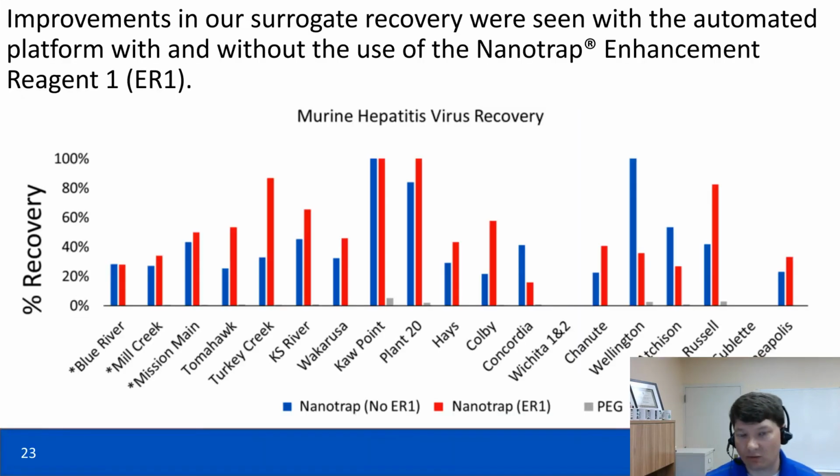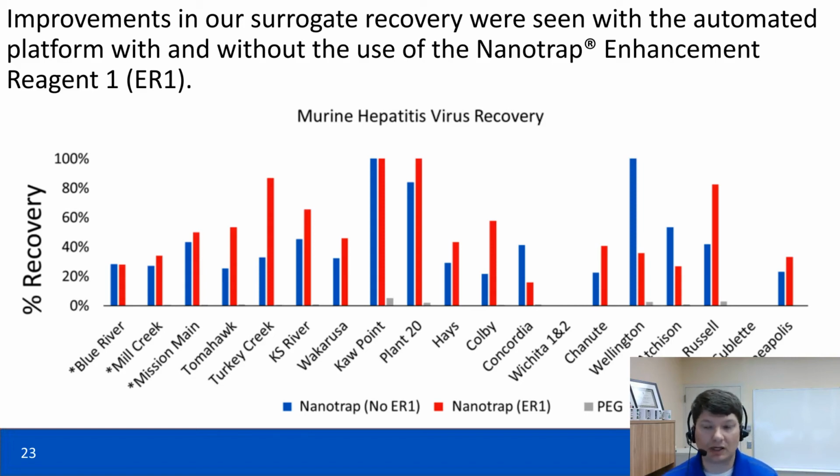Before we adopted the platform, though, we wanted to evaluate the effectiveness. So just like when we evaluated the 4 initial protocols, we also evaluated this automated platform against our PEG. And so here on the y-axis, you have percent recovery of our surrogate, Murine Hepatitis Virus. And then on the x-axis, you have these communities that we've been testing in the state of Kansas. And the first thing that you'll notice is that the nanotrap, without the enhancement reagent 1, and even with the enhancement reagent 1, we had much higher recoveries of our MHV virus compared to our PEG method.